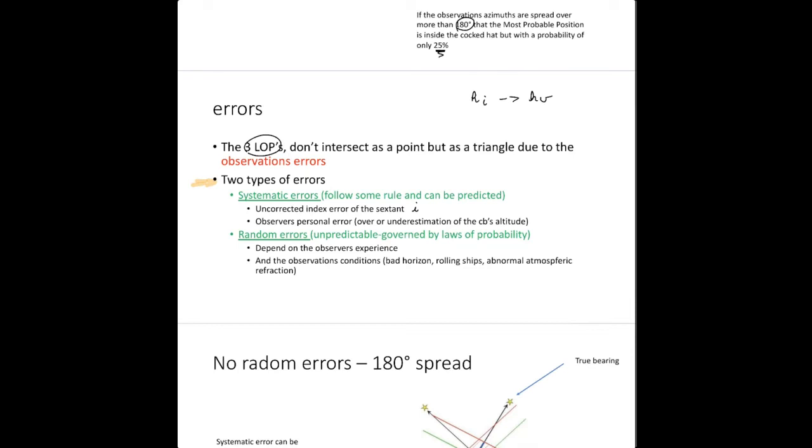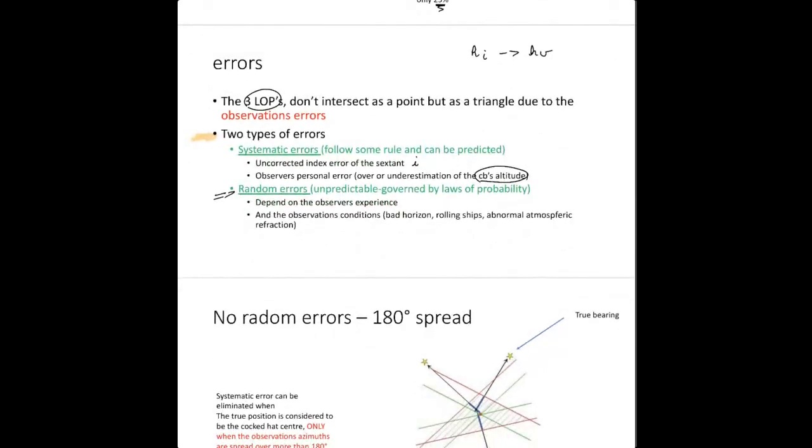People always have the tendency to under or overestimate the celestial body's altitude. So this can also be considered a systematic error, because normally you always tend to follow the same rule. You always tend to have the same over or underestimation of the celestial body. Okay. Unfortunately, there are also random errors. They are unpredictable, and they are governed by the laws of probability, which is very complicated. They depend a little bit on the observer's experience and also on the observation conditions.